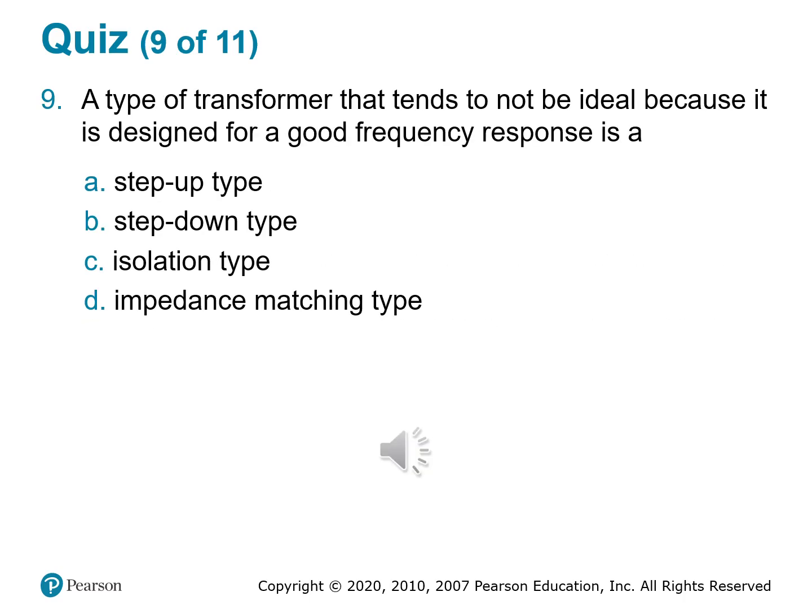Question number 9. A type of transformer that tends to not be ideal because it is designed for a good frequency response is a what? A, step-up type, B, step-down type, C, isolation type, or D, impedance matching type. Go ahead and pause the video. All right, hopefully you're back. And the correct answer for this one is D, impedance matching type.